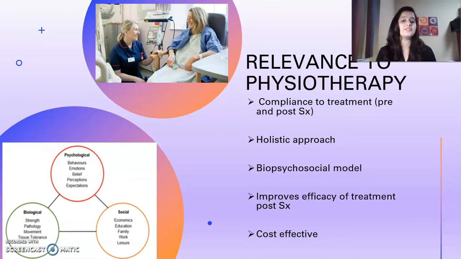VR helps to improve the efficacy of treatment post-surgery. If the patient is less anxious before the surgery, then the surgery goes well. The recovery period required for a less anxious patient is shorter as compared to a patient who is very anxious and had delays in recovery. This is also very cost effective for the patient because, as we discussed earlier, the patient would have a shorter recovery period and hence it would be more cost effective.